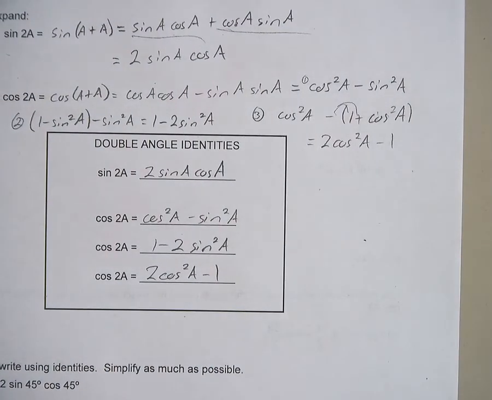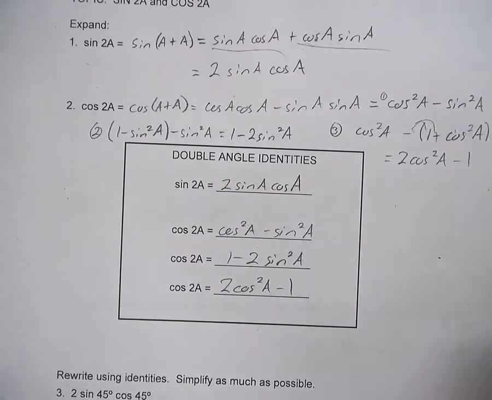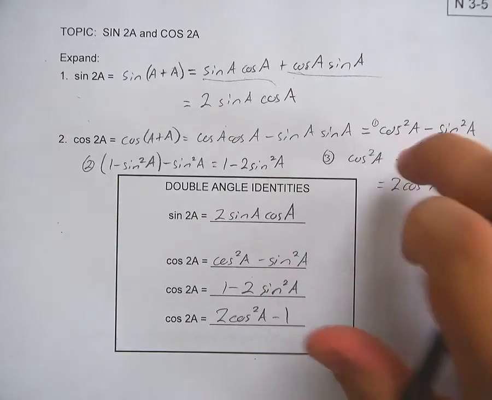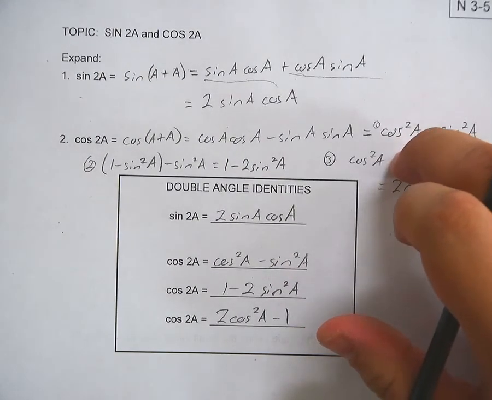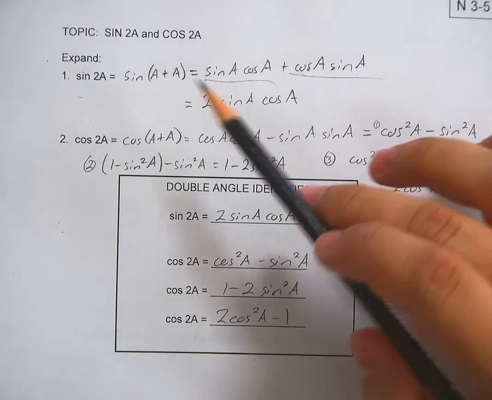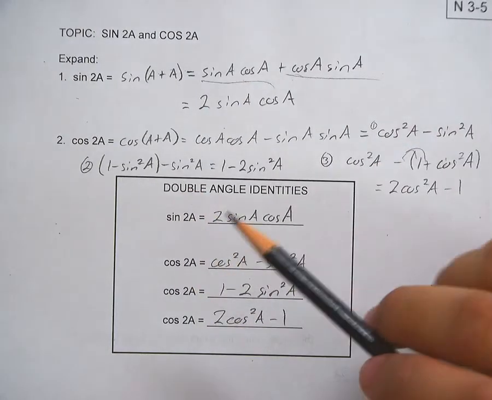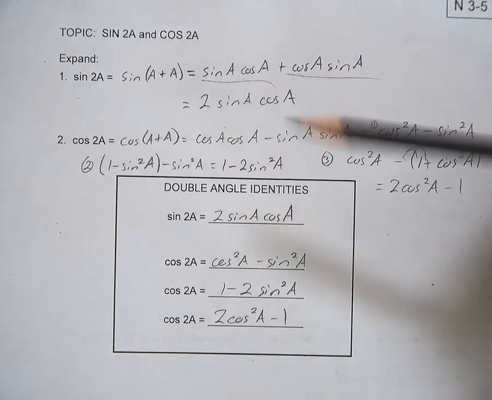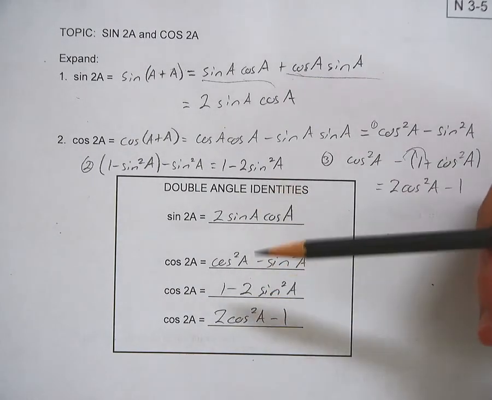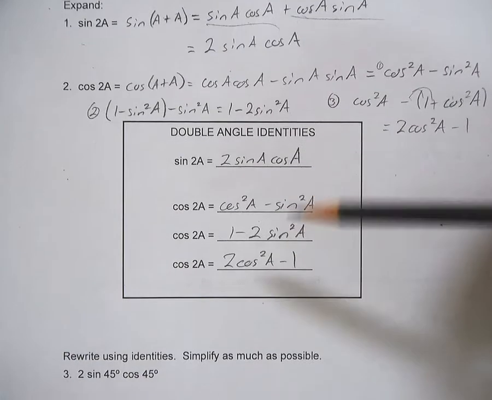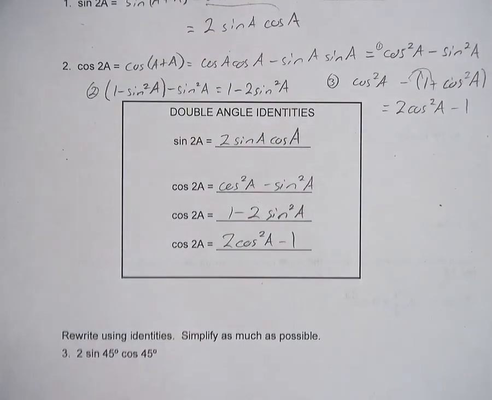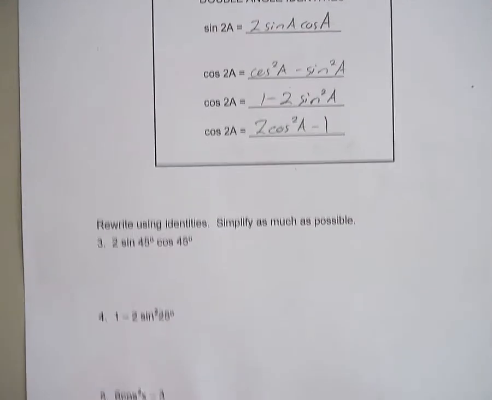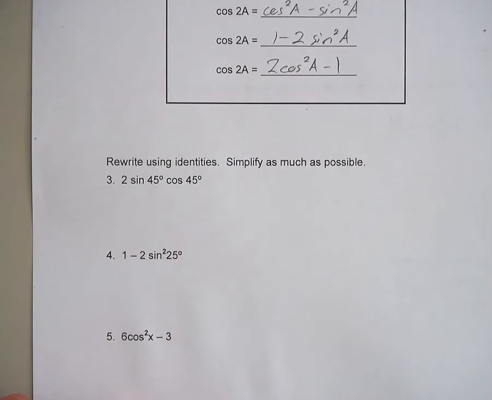Now, the point I want to make here is that these are your identities. This is how we came up with them. We used our addition of two angles, what we learned last time, our sum and difference rules, in this case both sum, and we just came up with new identities. These will always be the same. So we're going to use these identities along with everything else we've already learned, and we're going to come up with some pretty awesome stuff.